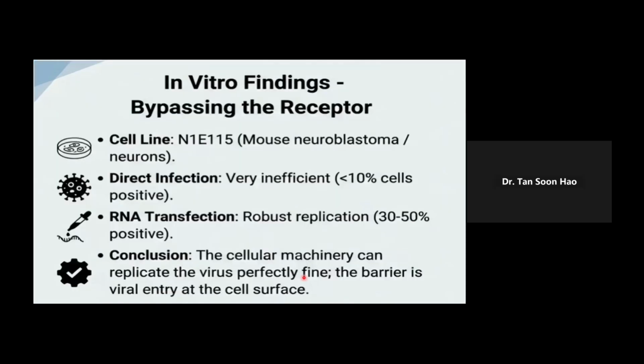So, bypassing the receptor, we also used primary cells and a neuroblastoma cell line. By direct infection, we noticed that the virus is not very effective at infecting them. Less than 10 cells are positive. But by doing RNA transfection, it can give robust replication, around 30 to 50% positive. So the cellular machinery can replicate the virus perfectly, but the barrier is at viral entry, as the virus could not enter the cells.